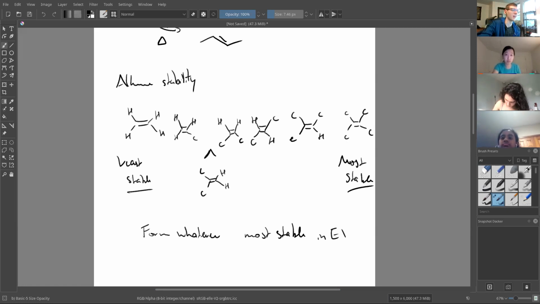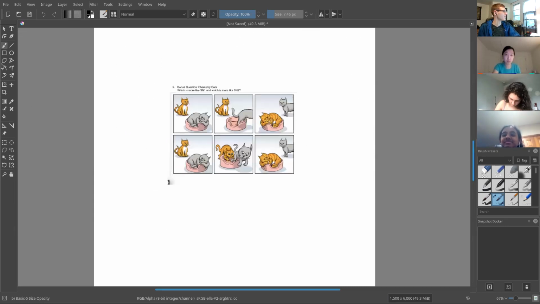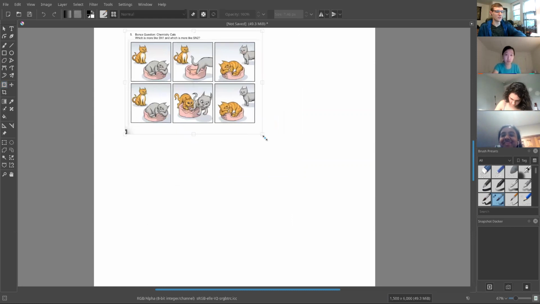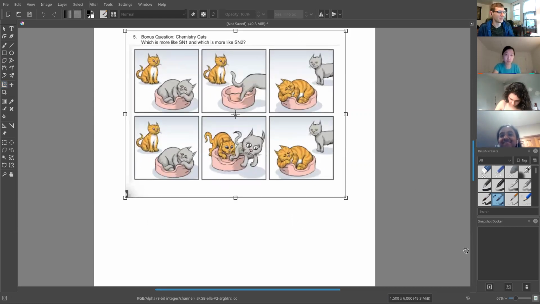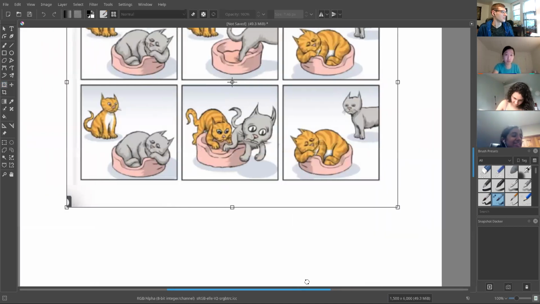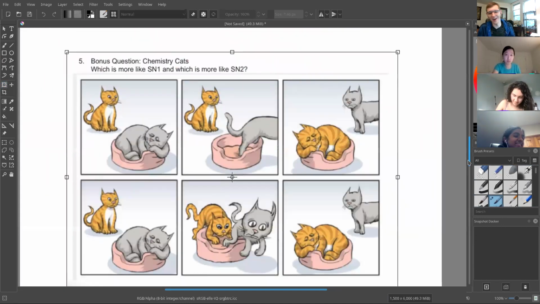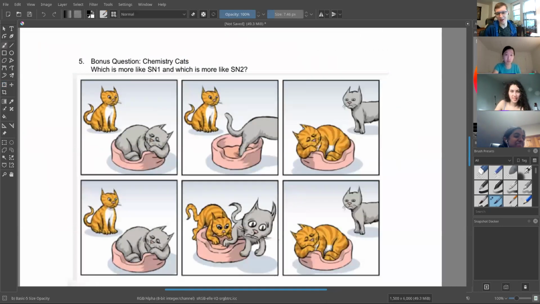Maybe last question, and I'm just going to include it because it's fun, even though it's not as important as the other ones. Important question: which one of these is SN1 and which is SN2? This is excellent. I haven't seen this before. I saw it this morning and I was like, I love this. I'll leave you to think about it.